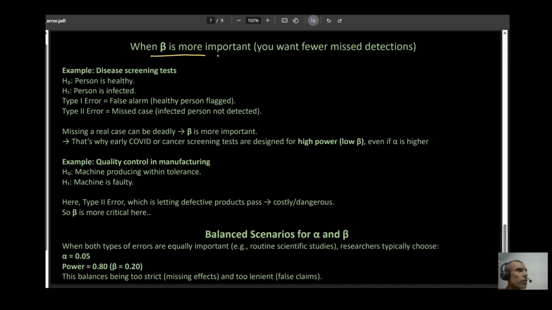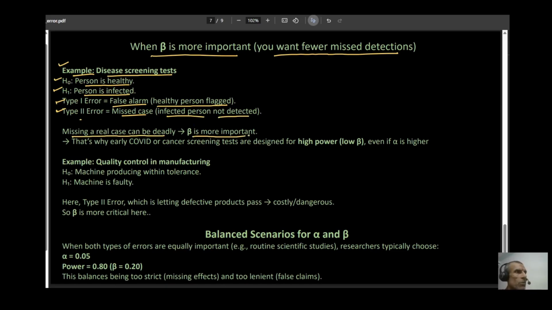So when is beta more important? You want fewer missed detections. Let's take a look at two examples. My first one is a disease screening test. Let's say your null hypothesis is that the person is healthy and your alternative hypothesis is that the person is infected. In this case, your type 1 error is going to be a false alarm, meaning a healthy person has been flagged as having a disease, as having an infection. Type 2 error in this case would be a missed case where an infected person was not detected. So, which one is more important in this case? Well, missing a real case can be deadly. So, in this case, your beta is more important.